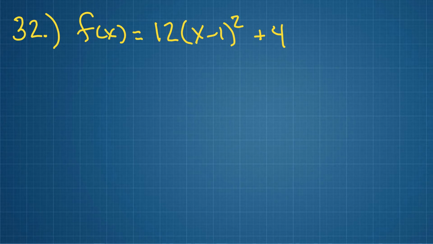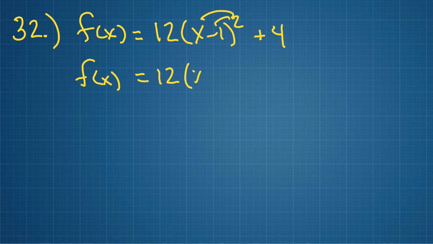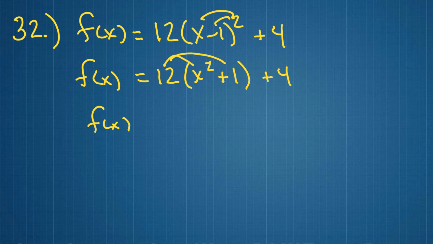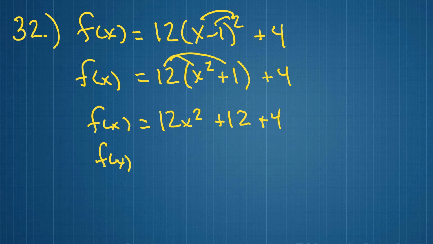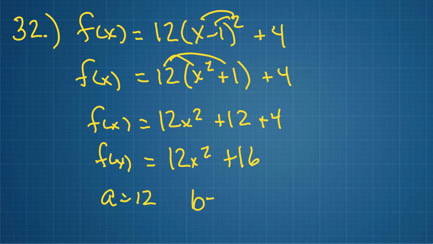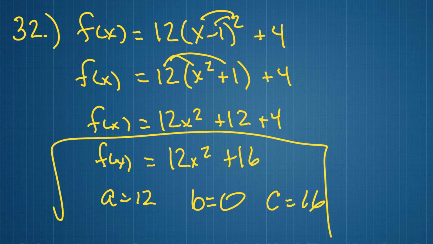Alright, so 32, I'm going to square both f of x, or x and negative 1, so I get 12 x squared plus 1 plus 4. I'm going to distribute the 12, so I get f of x equals 12x squared plus 12, and then the 4 just drops down. So I get f of x equals 12x squared plus 16. So now that I'm done, I have a is equal to 12, b is equal to 0, c is equal to 16. And that's it for 32.